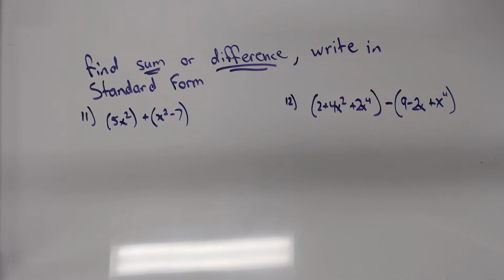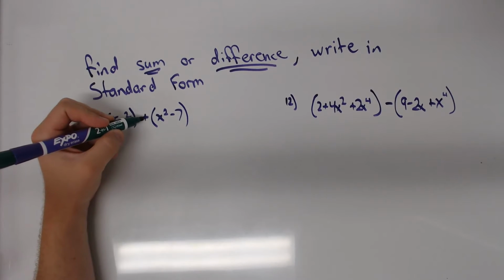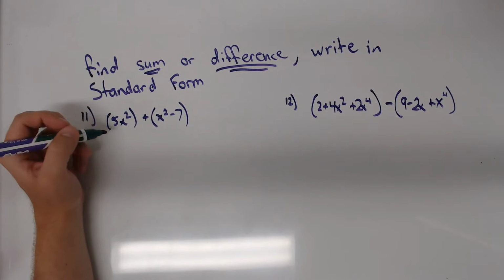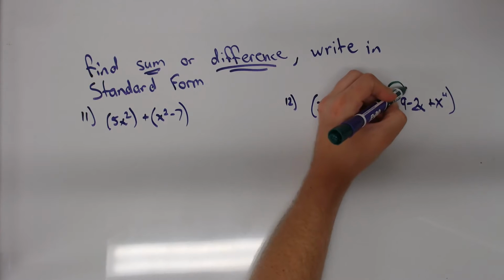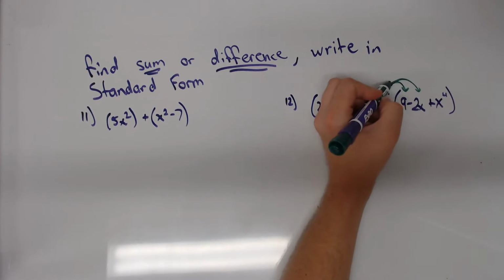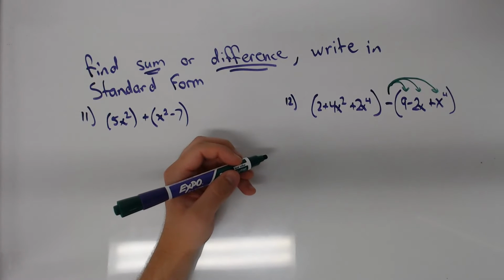Second part of the exam review. Numbers 11 and 12 are about adding or subtracting polynomials. So when we add, we don't really have to worry about the parentheses. What you see is what you get. When we're subtracting polynomials, we're subtracting the entire parentheses. So I like to think of it like distributing that negative sign.